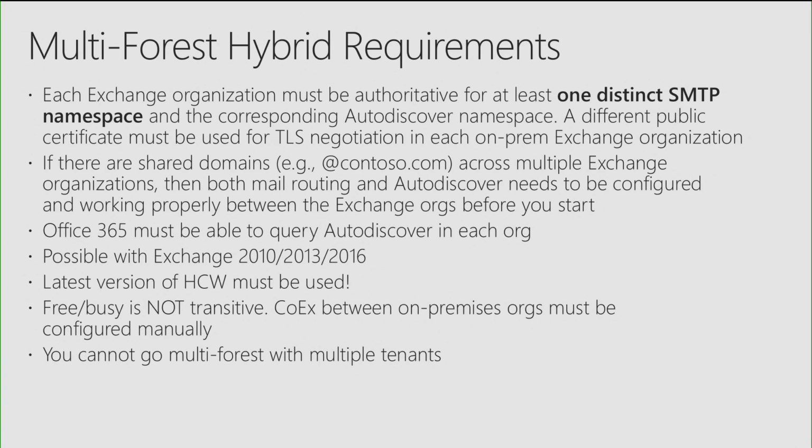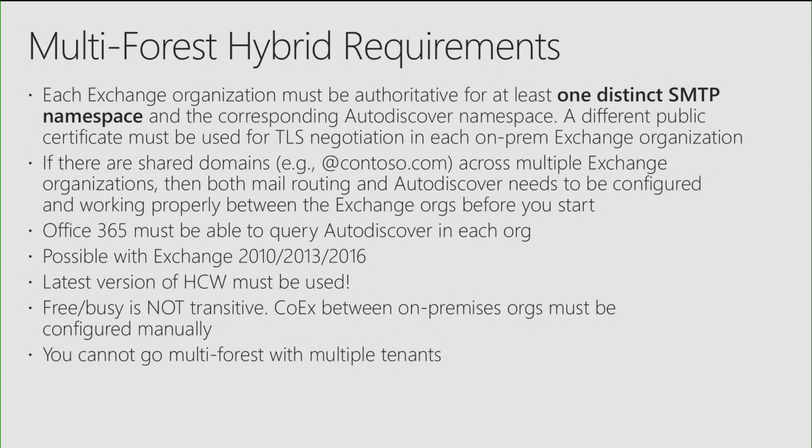So, requirements to make this work. Each Exchange org has to have at least one distinct SMTP namespace. We have to have a way to figure out where a user exists and how to properly route mail between those organizations, so we need a distinct SMTP namespace for each organization. Again, if you've dealt with Exchange cross-premises, cross-organization migrations or communication in the past, there's nothing new here. We've always needed a distinct SMTP namespace for each one of them.